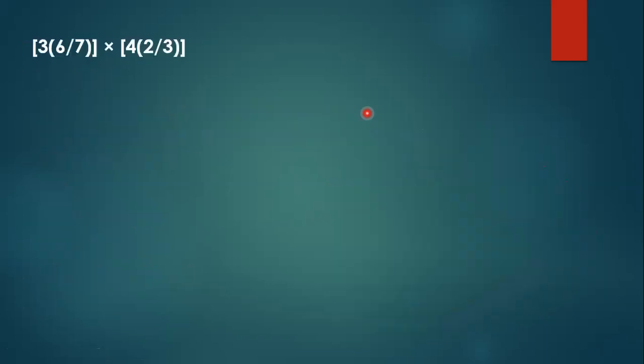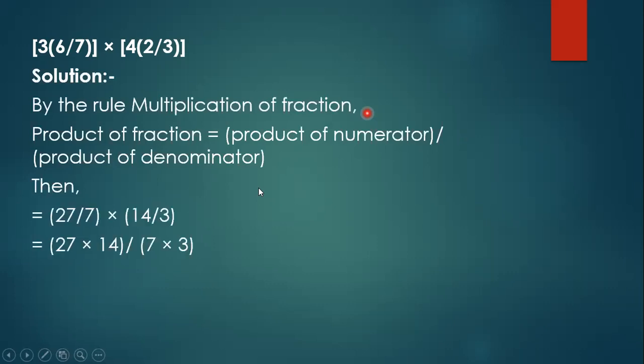Alright. Next question I have here, you have two fractions which are mixed fractions and you have to solve them. But first of all, we'll convert the mixed fractions into improper fractions. 7 multiplied by 3 is 21. 21 plus 6 gives us 27. So that number would be 27 by 7. Similarly, 3 multiplied by 4 gives us 12. 12 plus 2 gives us 14. The number would be 14 by 3.